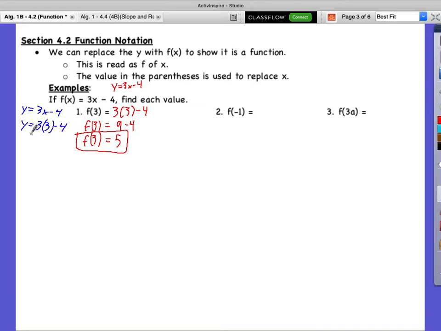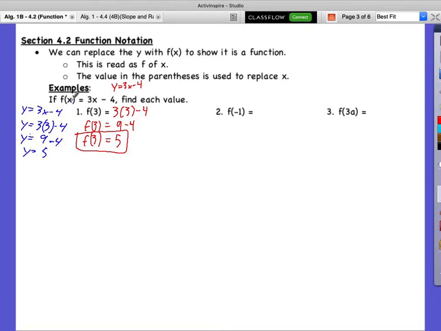Okay. If I had to plug this in like before, what would we have done? We would have done 3 times 3 is nine, minus 4, and what's 9 minus 4? 5. And so we've got y equals 5. Now we just have f of 3 equals 5.